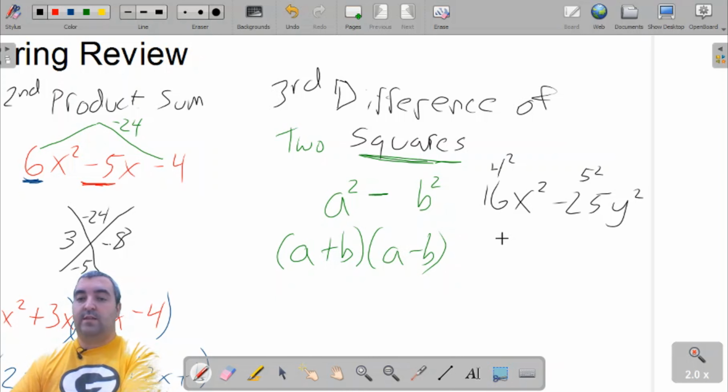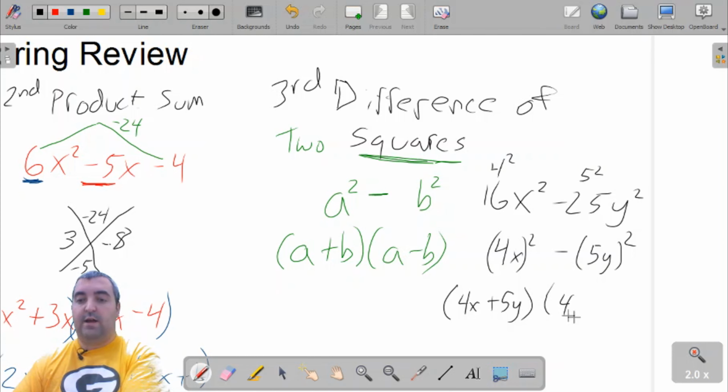So really, even though there's multiple things in this term and multiple things in this term, we could write this as 4x all squared. Then we could write this as 5y squared. All right. So now you can see, oh, well, my a is 4x, my b is 5y, so now I can factor it really nice to 4x plus 5y, and then 4x minus 5y. All right, and there you go.